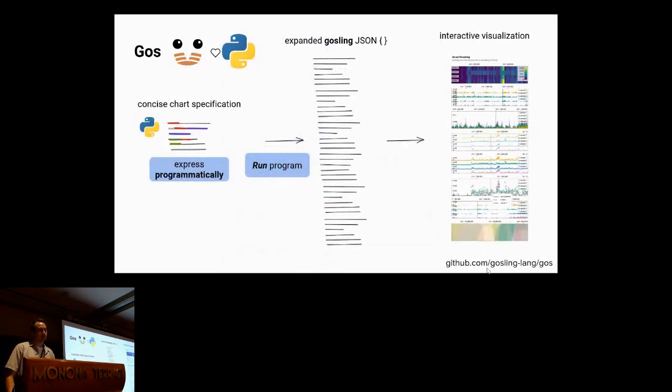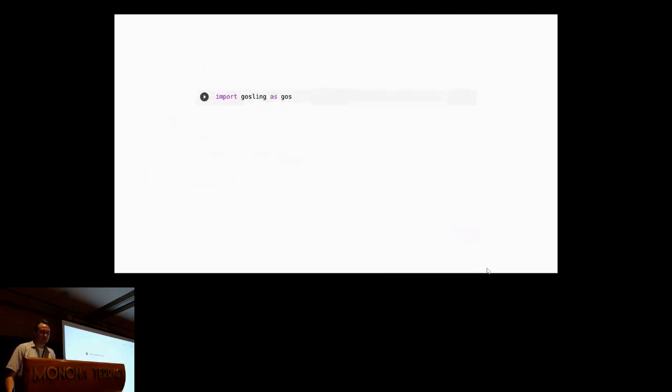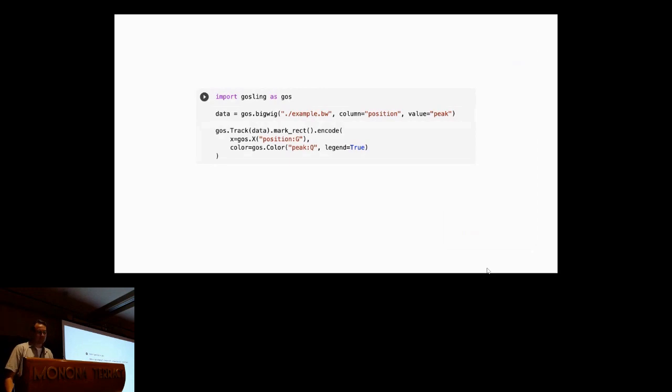GOS is a Python library that provides a very simple API for creating Gosling visualizations, and then it integrates seamlessly into Jupyter notebooks so that you can create visualizations during an analysis. To get started with GOS, you just need to import the library, define a data set that you want to create your visualizations from, and then you'll create a track which binds a data set to the track. You define a mark for your track, and then you specify an encoding that maps fields from your data to visual properties for that mark.